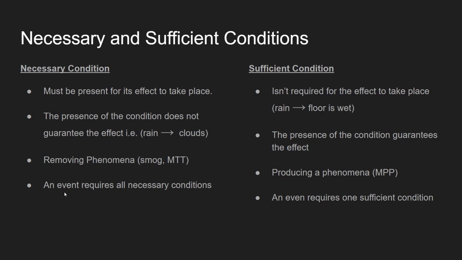And in order for an event to take place, let's say that event is rain, it requires all the necessary conditions to be met. So the necessary conditions might be, one of them might be that there's clouds, another one might be that there's a certain temperature in the sky, another one might be that there's a certain density.